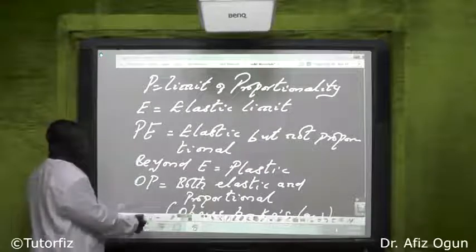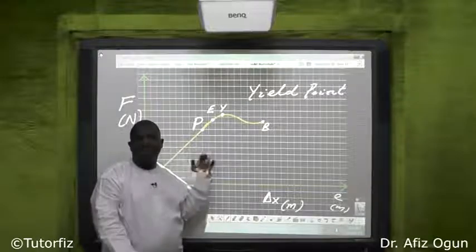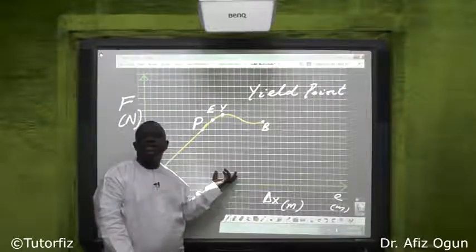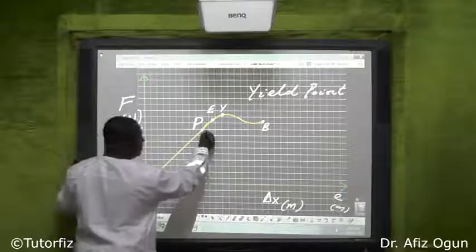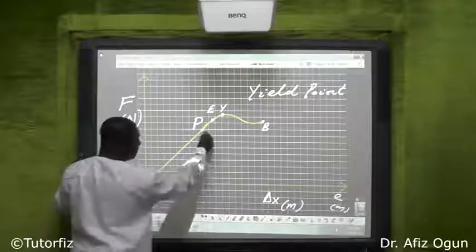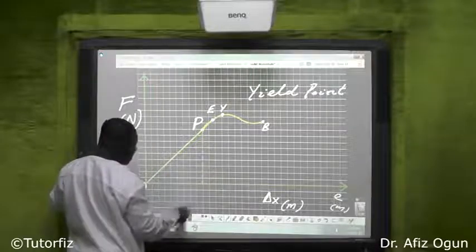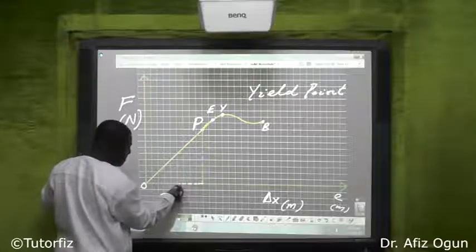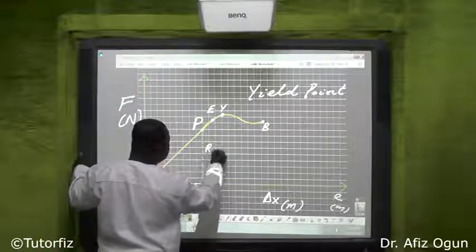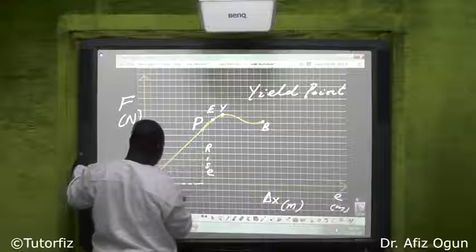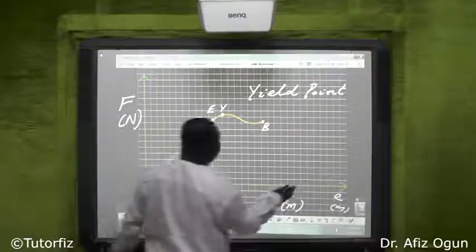What else can we know from this graph? We can take the gradient of this graph. What do we need the gradient for? The gradient will give you the gradient of the straight part of the graph, which is rise divided by run. Our rise is change in F, which we can call force.